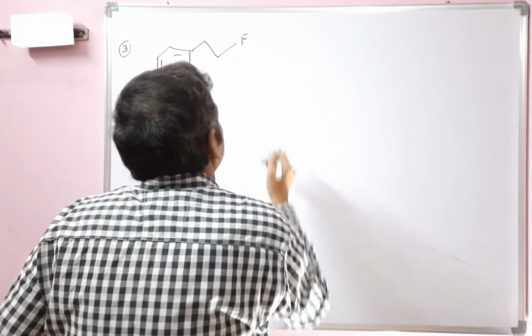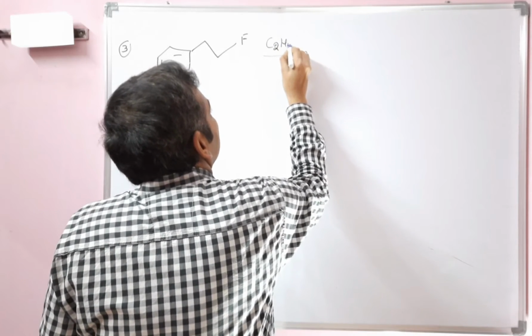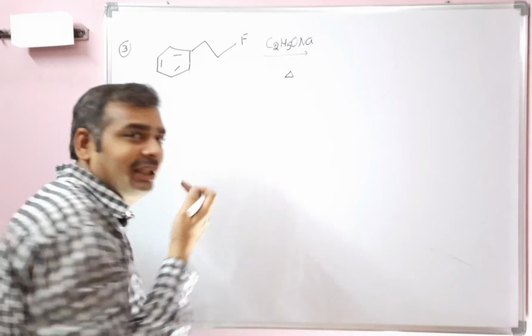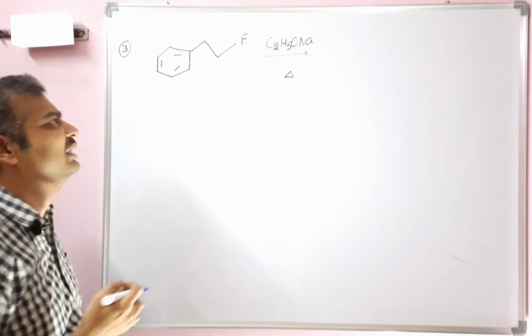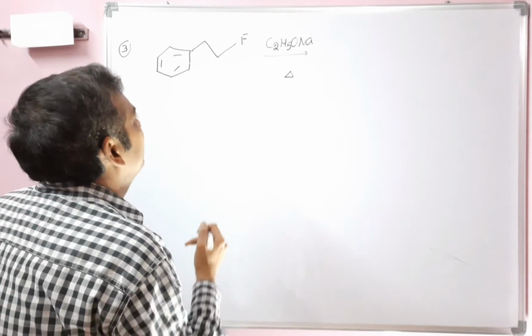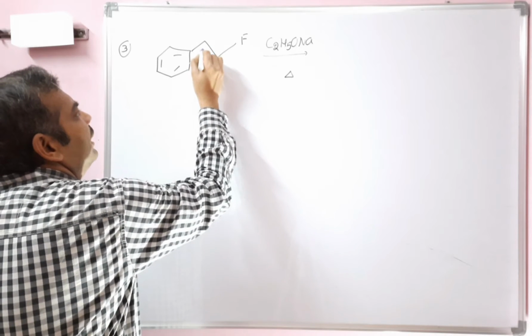1-fluoro-2-phenyl-ethane reacts with sodium ethoxide at high temperature. First look for the E1CB reaction. Why? Because in the presence of a strong base, there is always a competition between E2 and E1CB. A poor leaving group is there at the alpha position.